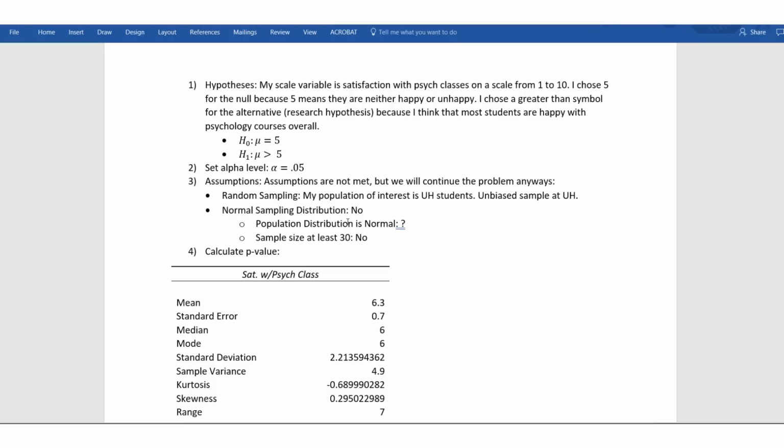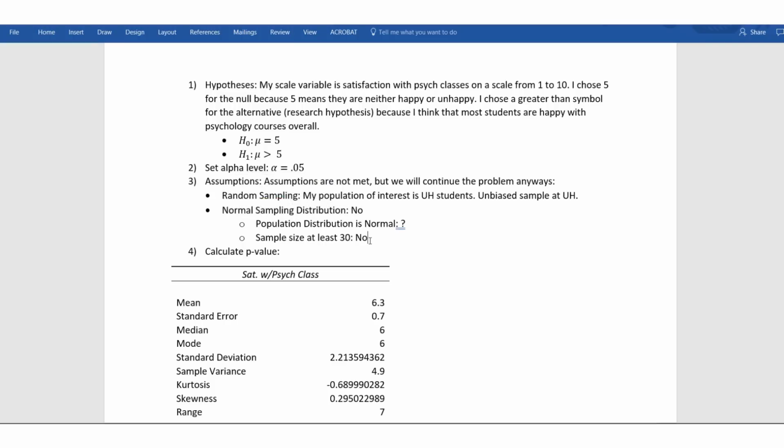Also, let me backtrack for a second. Remember, the sampling distribution is the distribution of sample means, not of the individual people in your population. That's what a population distribution is. These assumptions are coming from the central limit theorem. So if you understand the central limit theorem, then you'll understand where these assumptions are coming from.